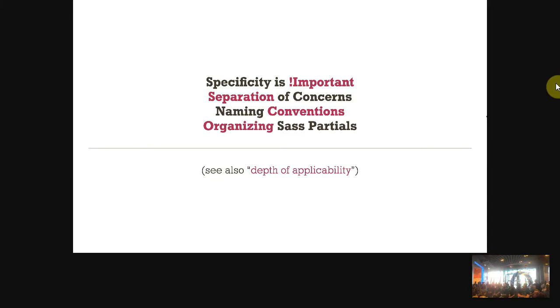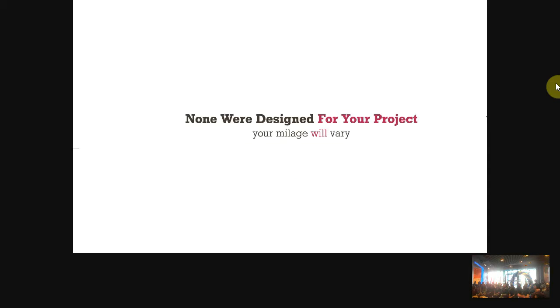They'll also talk about organizing Sass partials. Hugo has a 7-1 pattern that's very good for that. SMACSS talks about depth of applicability, which is an interesting concept to look into, and we talk about it in the chapter. You can find that there. So there's lots of great information in these systems, but none of them were designed for your project. None of them were designed with your client in mind or your company, your app.